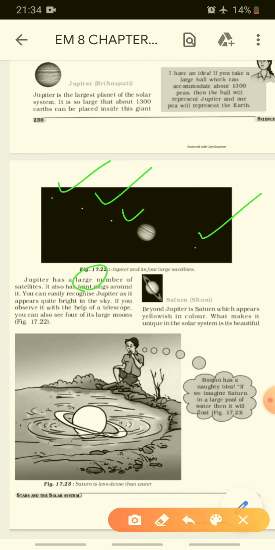You can easily recognize it, as it appears quite bright in the sky. And if you observe it with the help of a telescope, you can see its four large moons. So we need to observe it through the telescope. It has four large satellites, and Jupiter is the largest. Its mass is 318 times that of the Earth.